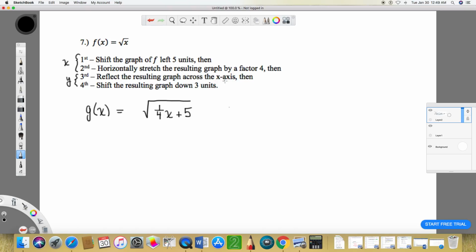To reflect across the x-axis, we need to take the opposite of the output of the function, and then to shift the graph down 3 units, we need to subtract 3. So here's our final answer, and we can check that final answer. We could go to the Desmos graphing calculator and treat each one of these transformations separately to see if it actually does build up to this g of x. So we can definitely confirm whether our answer is correct or not.